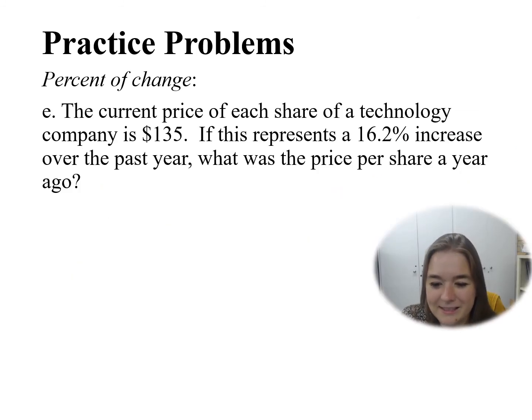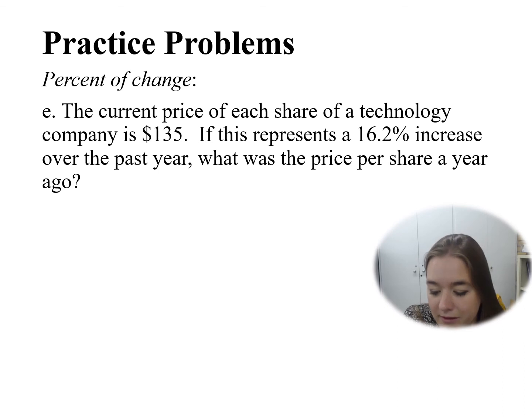All right, so now let's talk about another percent of change here. So that one we had a percent increase because we had a cleaning fee. Again, this one we have a percent increase. The current price of each share of a technology company is $135. If this represents a 16.2% increase over the past year, what was the price per share a year ago? So this one here, it's written out as an increase, but I want to go backwards. I want to find that original price, so I'm really going to find a percent decrease.